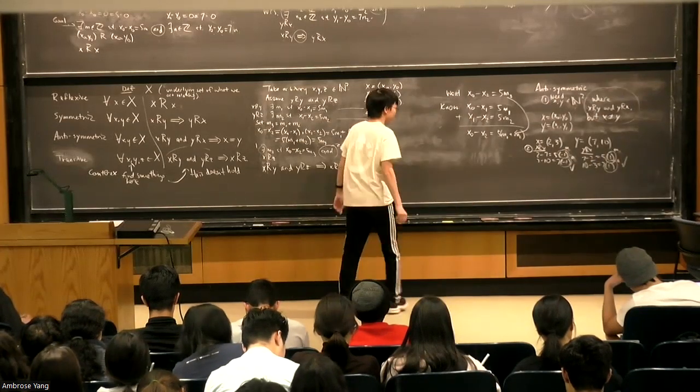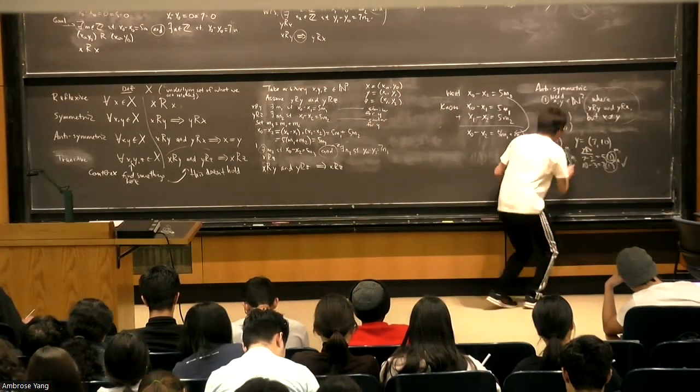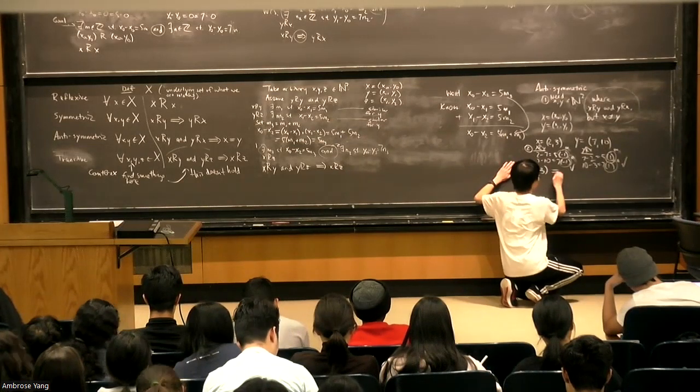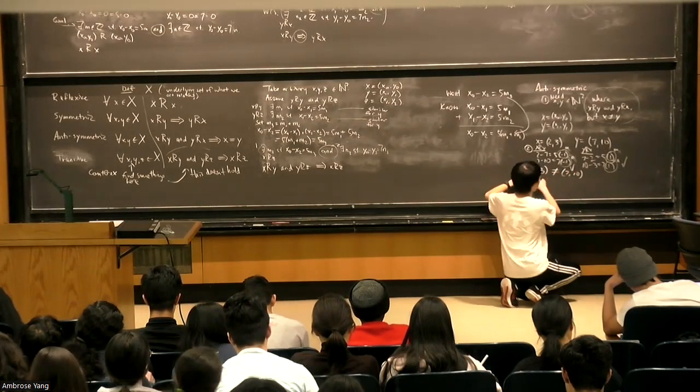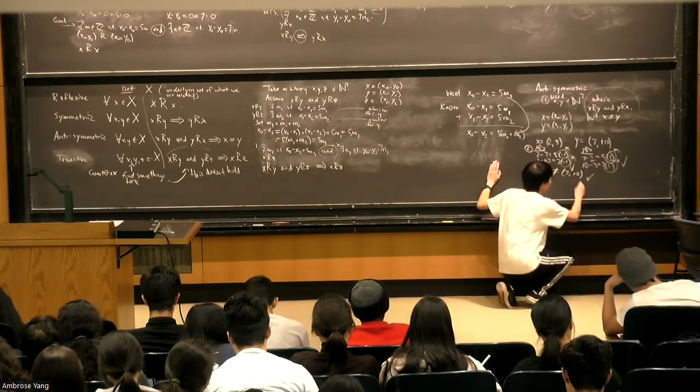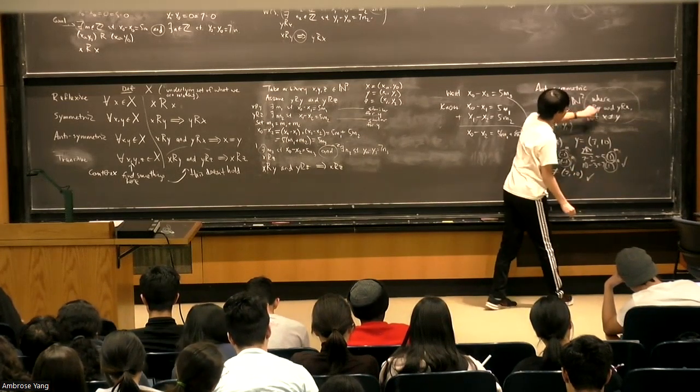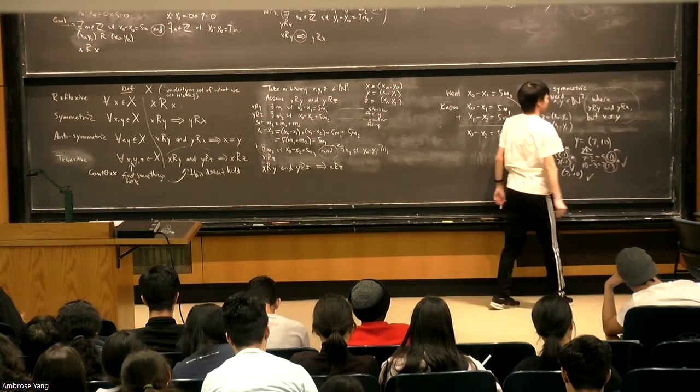Is x equal to y? Well, (2,3) is clearly not equal to (7,10). 2 is not equal to 7, 3 is not equal to 10. Therefore, I have satisfied all three of my required conditions.